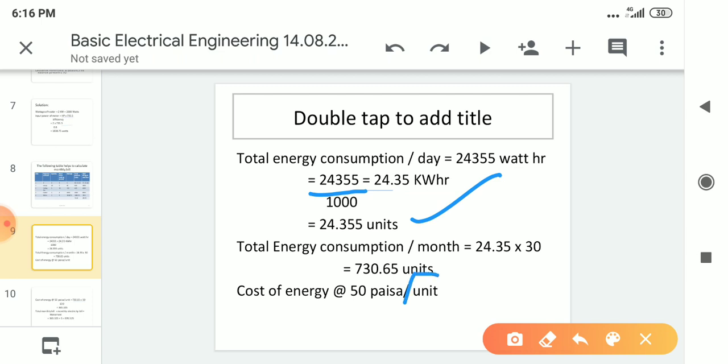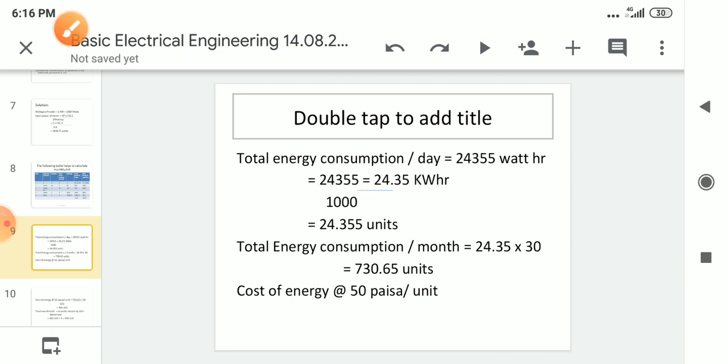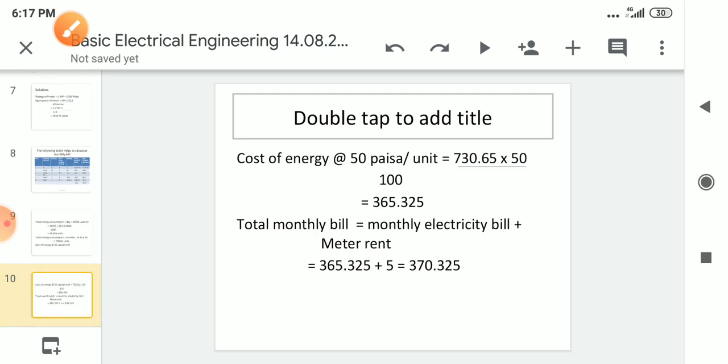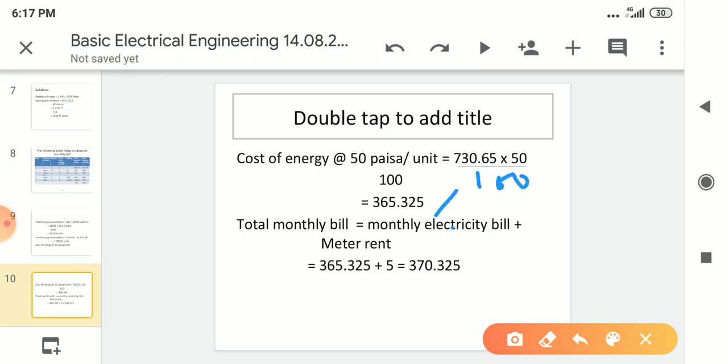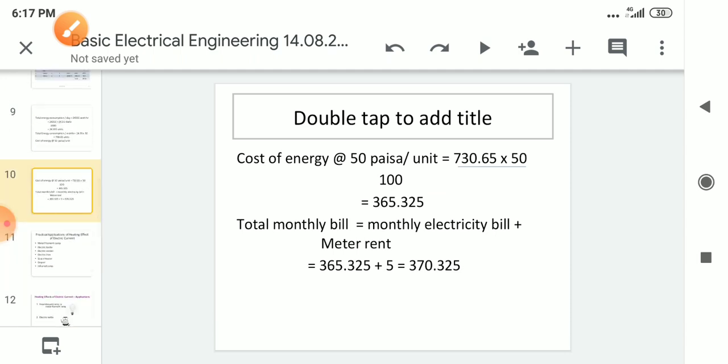The unit cost is 50 paisa. So 730 into 50 paisa, divided by 100 gives this much amount. After that, meter rent is also considered. This is the way of calculation of an electricity bill.